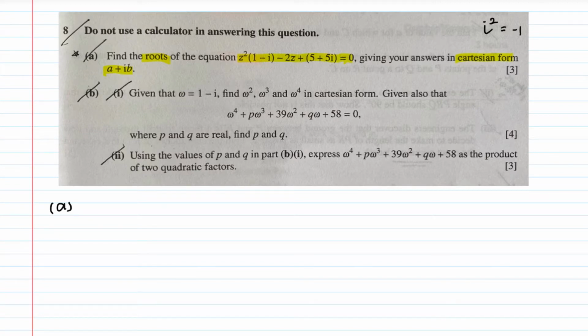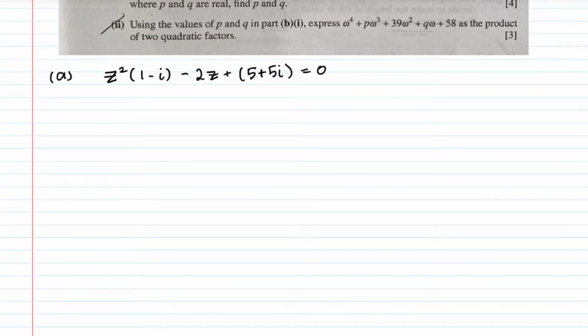So I'll just write out the whole equation again. I've got z squared (1 minus i) minus 2z plus 5 plus 5i equals 0. So let's start to break this down. It's a very classic formula: x equals minus b plus minus square root of b squared minus 4ac over 2a. So that's the formula we're going to use. In this case, a is your 1 minus i, b is your negative 2, and c is 5 plus 5i.